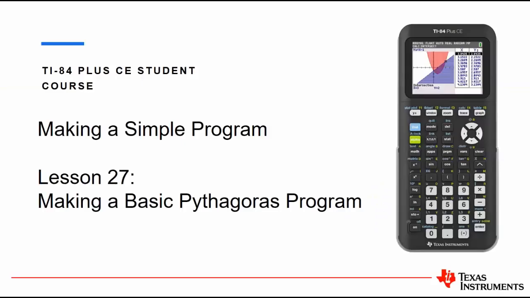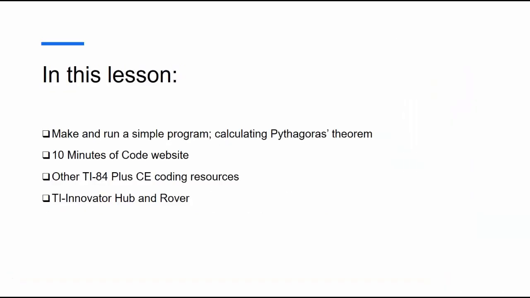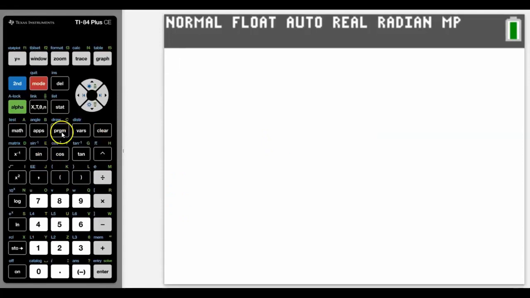In this video we are focusing on making a basic Pythagoras program. Some of the key things we are going to look at are how to make and run a simple program, in this case calculating Pythagoras' theorem, where you can find more information on the TI website to do with 10 Minutes of Code, other TI-84 Plus CE coding resources, and how we can advance further using the TI Innovator Hub and Rover. So to put in the program, we're going to press the program button.